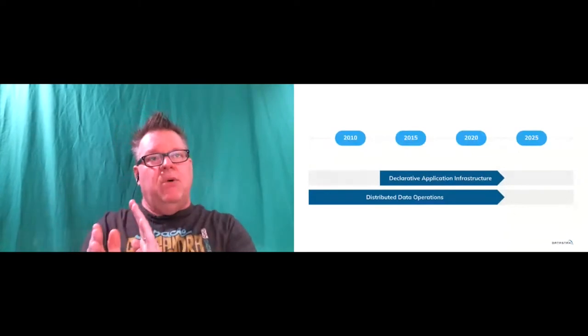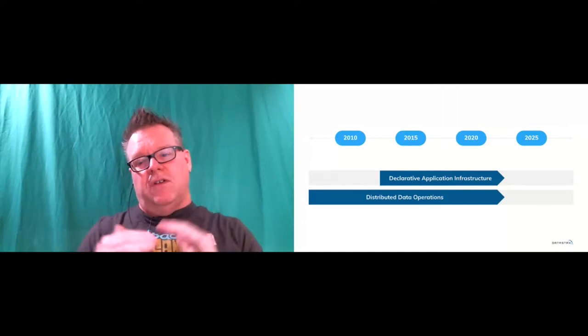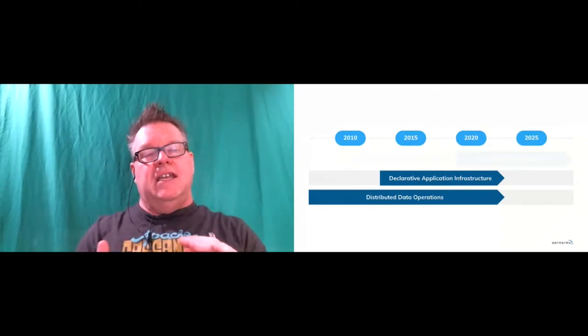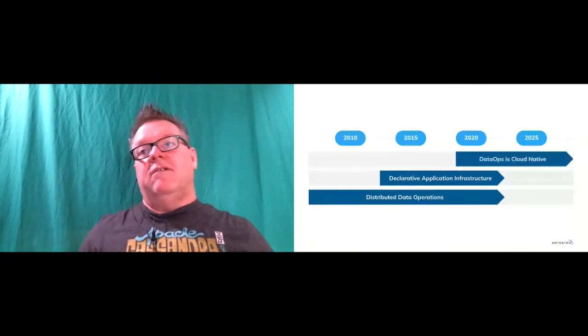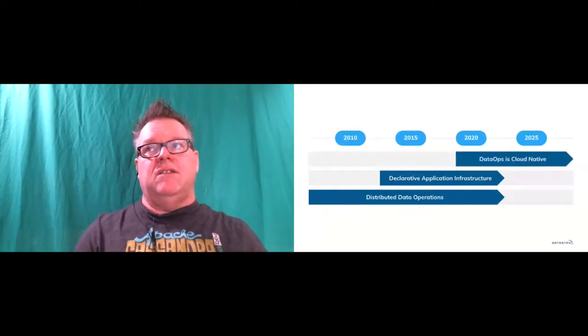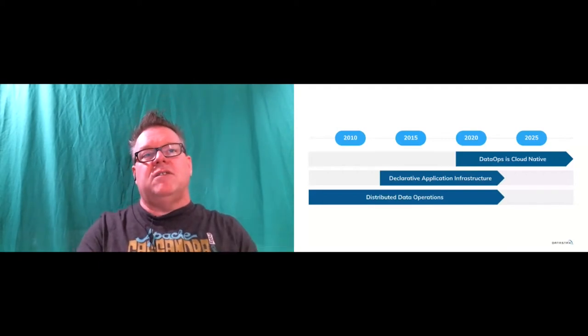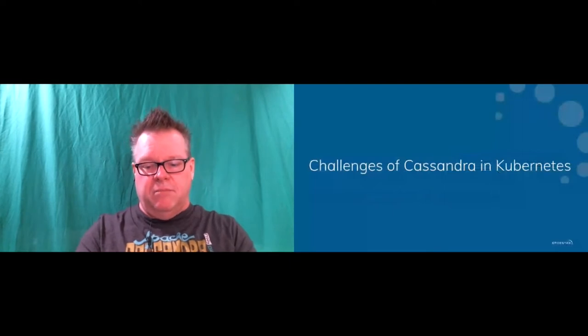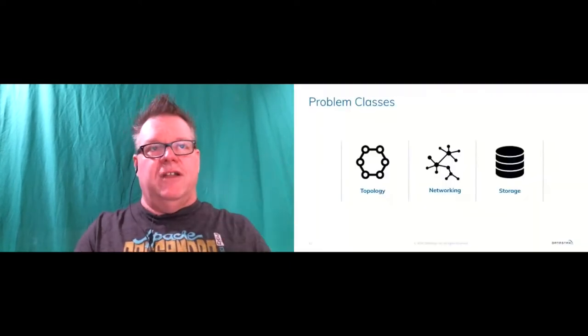But I think we're at the point now where these things that were on different trajectories are starting to come together. And data ops, folks who do data ops, are looking to become more cloud native, because it's easier to work with in that way. But what are the challenges with Cassandra and Kubernetes? Well, there are three problem classes that I'm going to point out: topology, networking, and storage. Of course, what else is left?